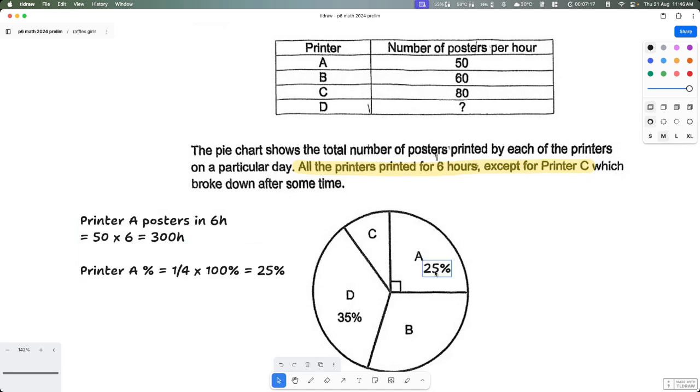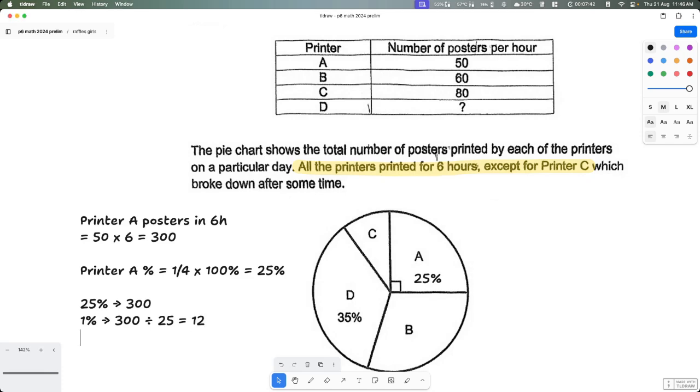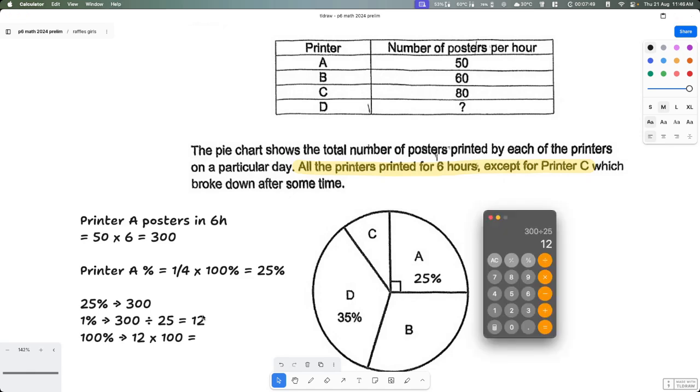Because it's 1/4, a quarter of a circle. All right, so now we know printer A is 25%. So we can say 25% is equal to 300 posters, right? So 1% would then be equal to 300 divided by 25. Let's see what it is equal to. 300 divided by 25 equals 12. Then we want the total: 100% is equal to 12 times 100, and this will be 1200.